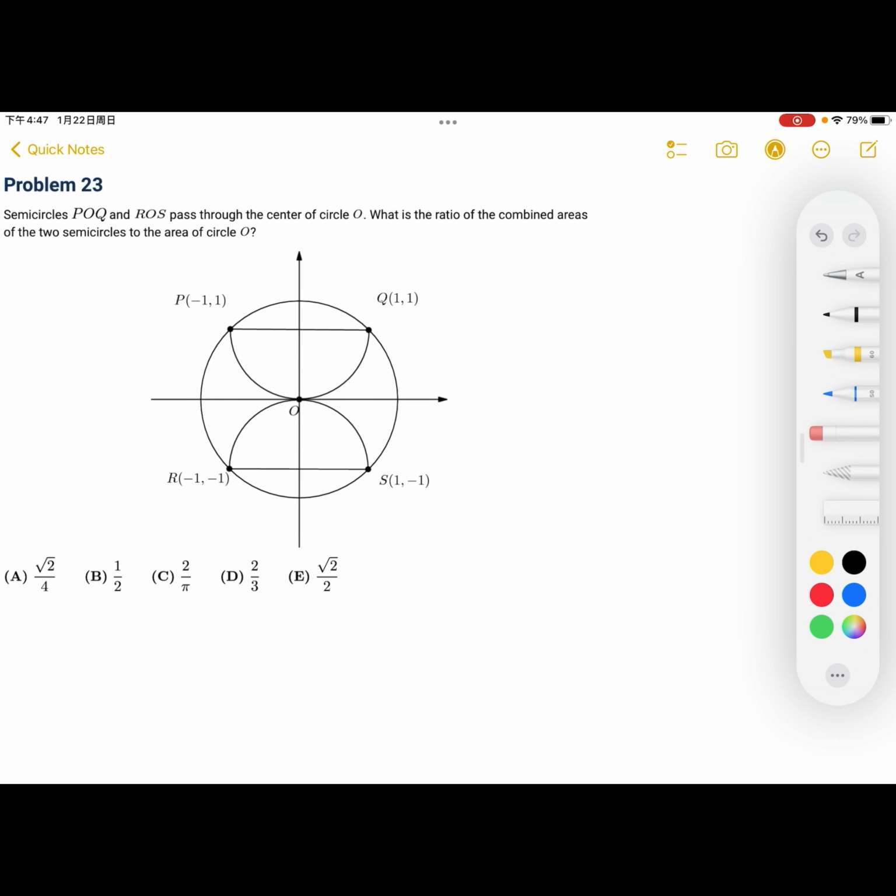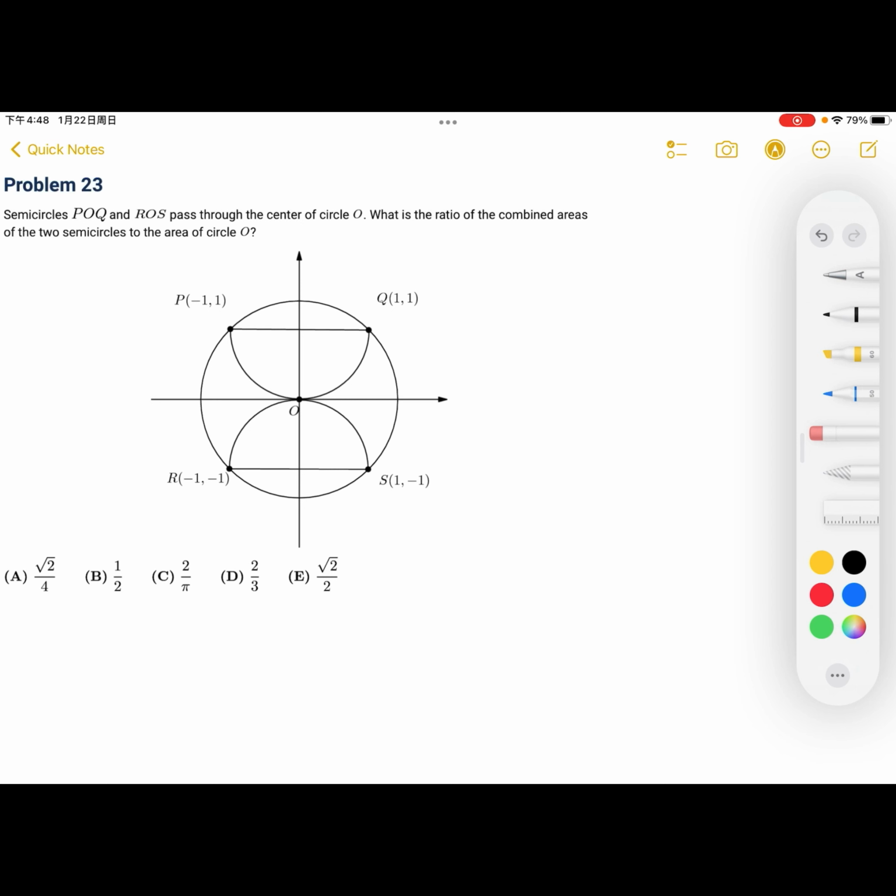Okay, problem 23. Semicircles POQ and ROS pass through the center of circle O. What is the ratio of combined areas of the two semicircles to the area of circle O?